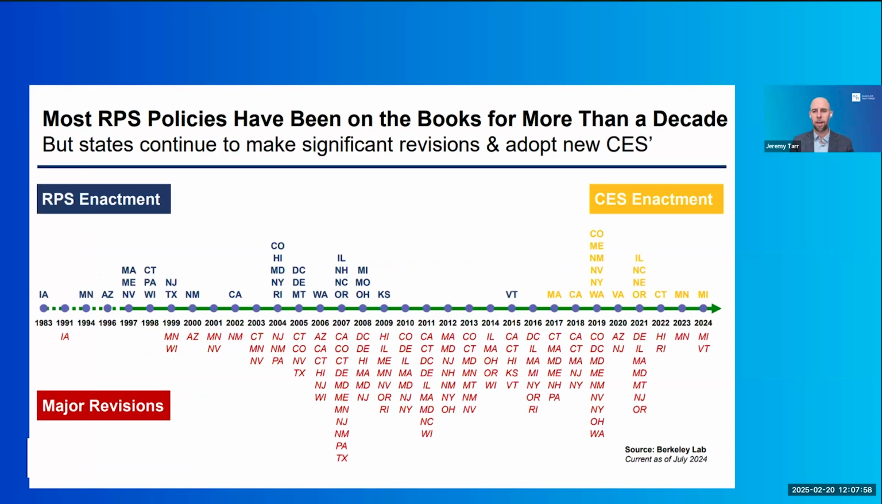This is a great slide, and credit to the Berkeley Lab for putting it together. It was just updated this past summer. And what you can see here is that on the top left, the blue states indicate states that have passed a renewable portfolio standard and the year of passage. So you see late 90s into the early 2000s. And then below the line in red are when states have undergone major revisions to the renewable portfolio standard.